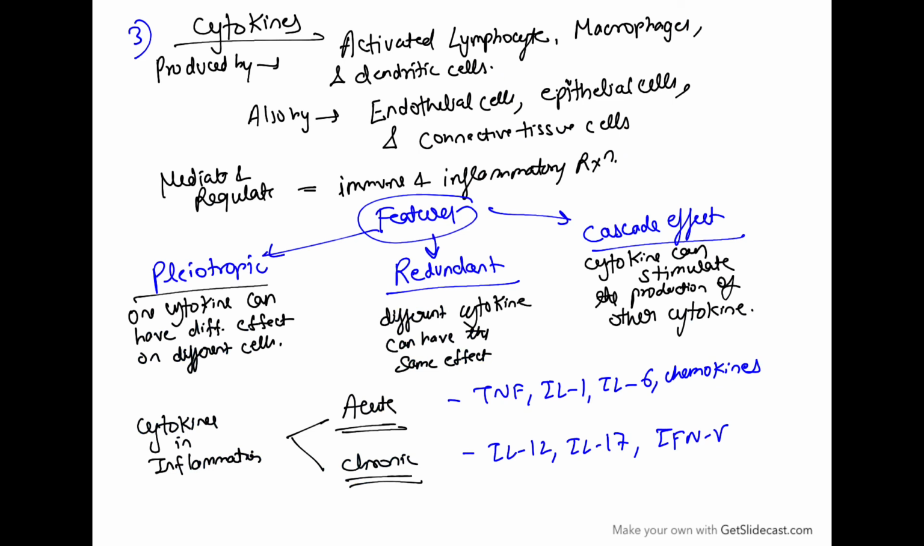Now talking about cytokines. Cytokines are produced by activated lymphocytes, macrophages and dendritic cells. Also, they are produced by endothelial cells, epithelial cells and connective tissue cells, and they mediate and regulate immune and inflammatory reactions. Now, there are three important features we study about cytokines: they are pleiotropic, they are redundant, and they have a cascade effect. Now, what does that mean? Pleiotropy means one cytokine can have different effects on different cells. Redundant means different cytokines can have the same effect. And cascade means a cytokine can stimulate the production of other cytokines.